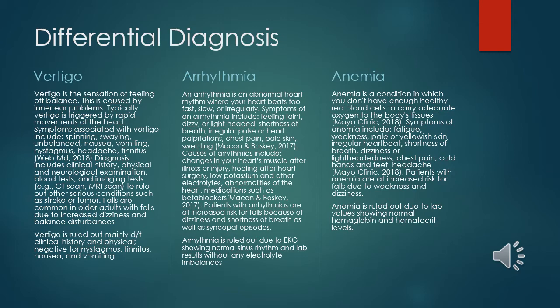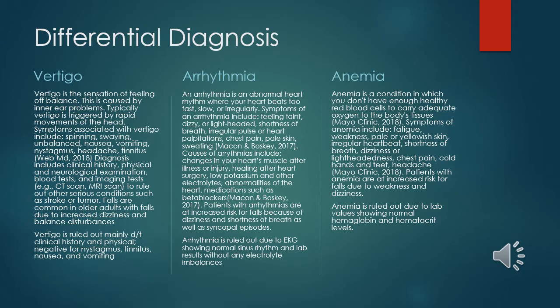Diagnosis includes clinical history, physical and neurological examination, blood tests, and imaging tests such as CT scan and MRI to rule out other serious conditions such as stroke or tumor. Falls are common in older adults, with falls due to increased dizziness and balance disturbances. Vertigo is ruled out mainly due to clinical history and physical, negative for nystagmus, tinnitus, nausea, and vomiting.